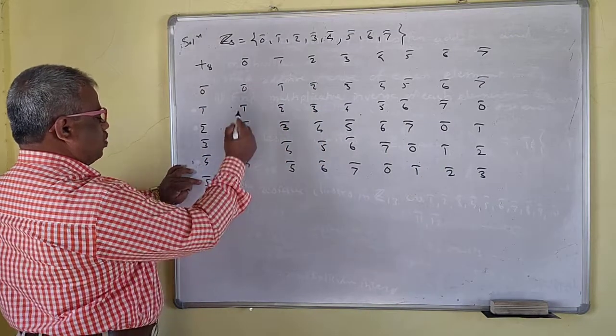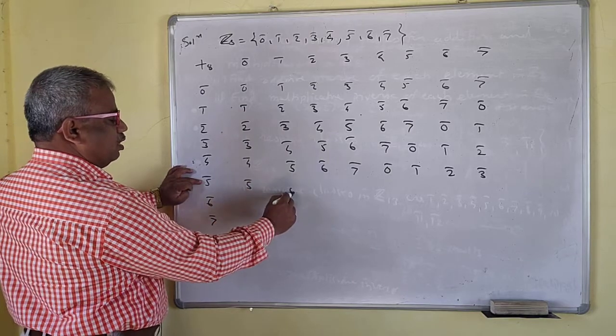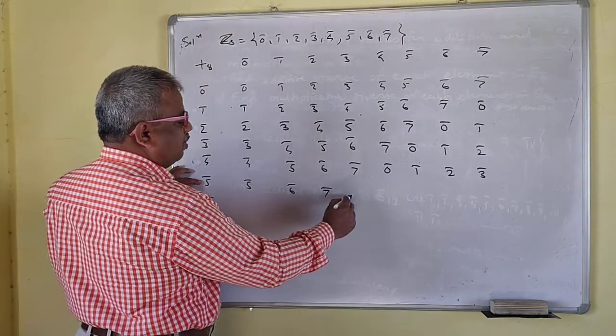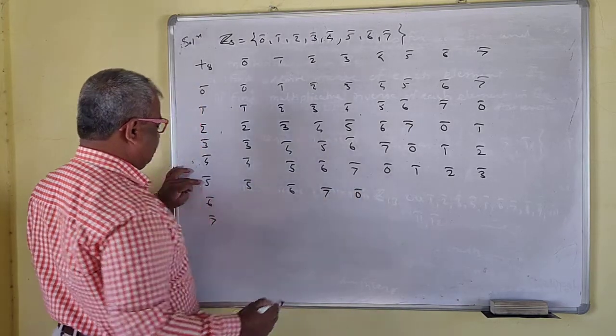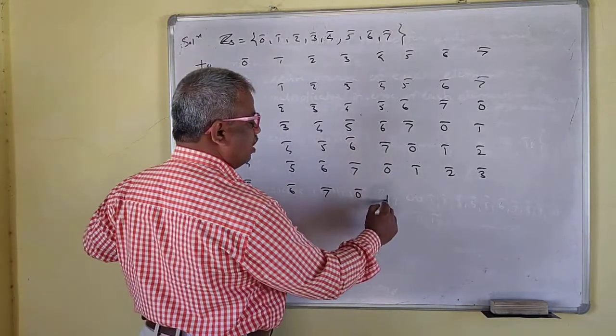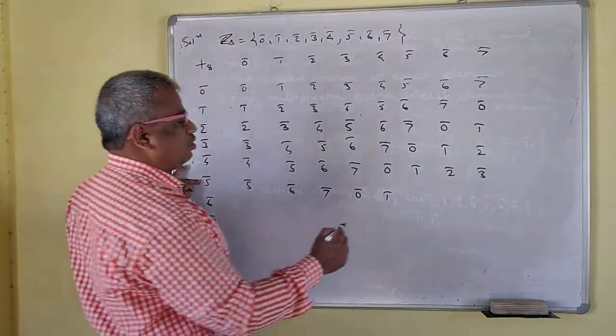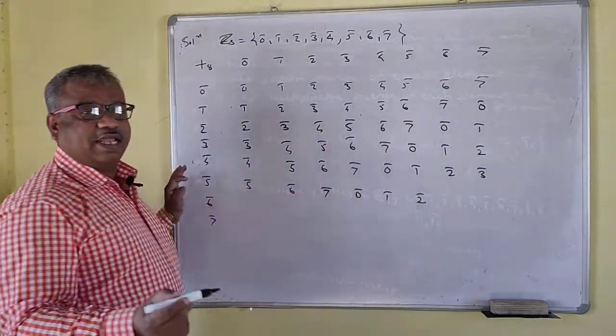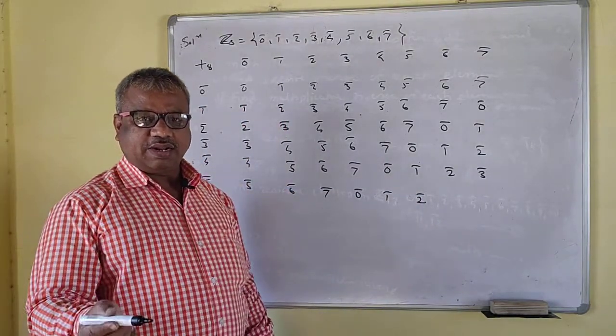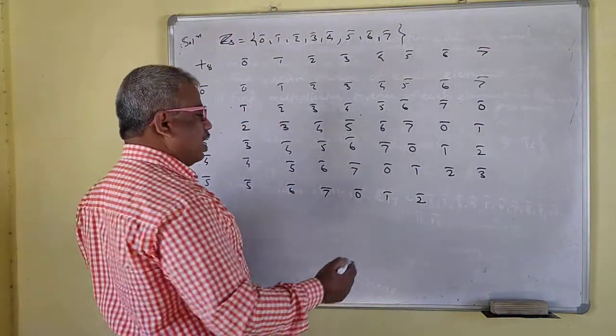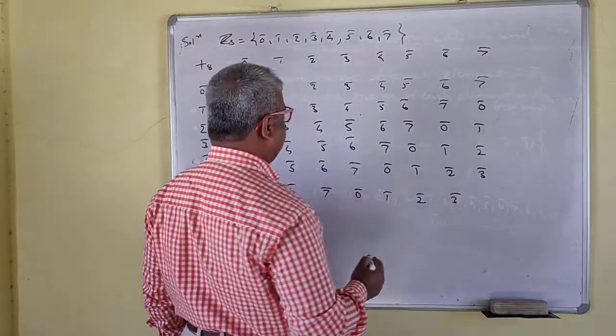5 bar, okay, so 5 bar plus 0 bar is 5 bar. 6 bar, 7 bar, 8 bar means 0 bar. Okay, 9 bar means 1 bar. 10 bar means 2 bar. 10 bar means what? If you divide 10 by 8, then the remainder is 2, so 2 bar. Okay, 11 means 3 bar.